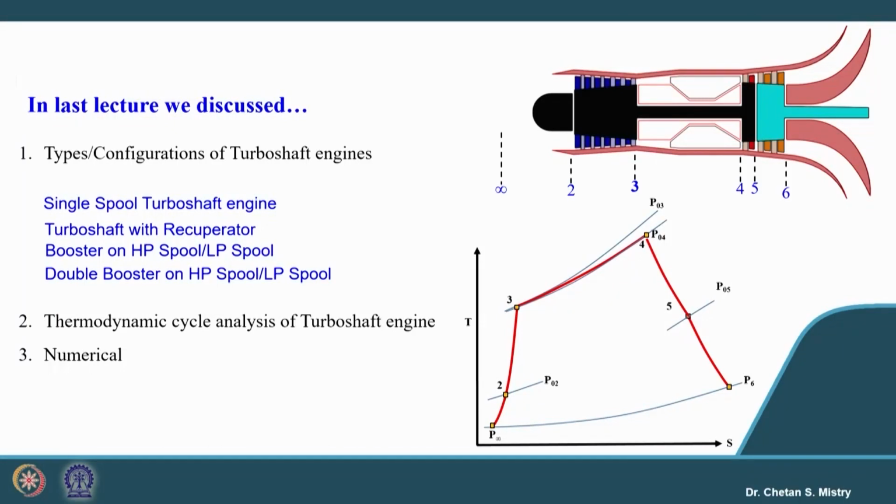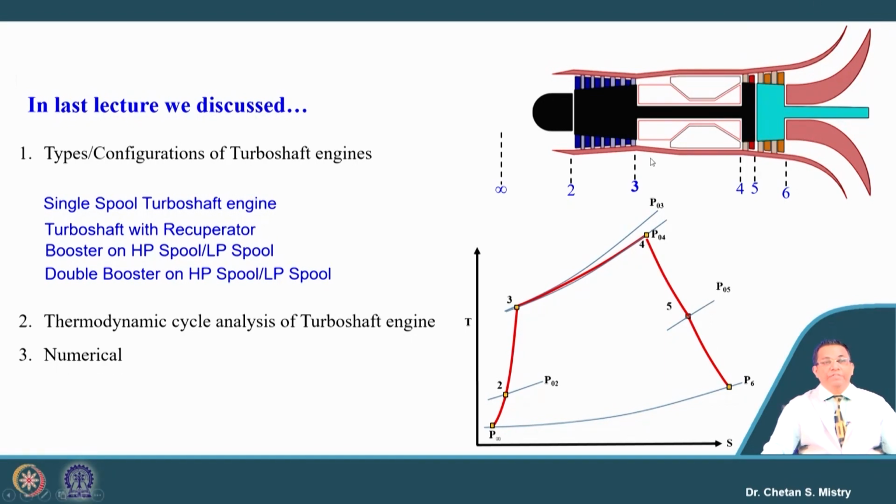In the last lecture, we were discussing the types, or we can say configurations, possible for the turboshaft engine, where we discussed the single spool turboshaft engine with recuperator, booster compressor on HP spool or LP spool, and double booster kind of configuration on HP spool or LP spool.